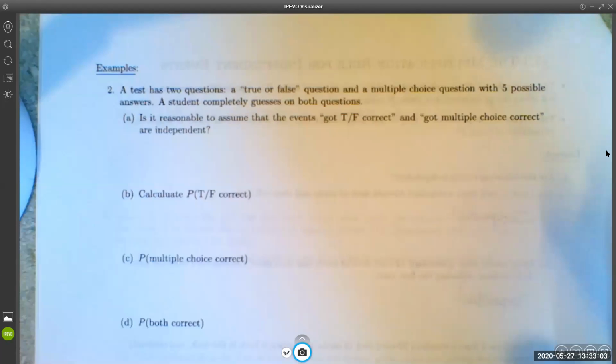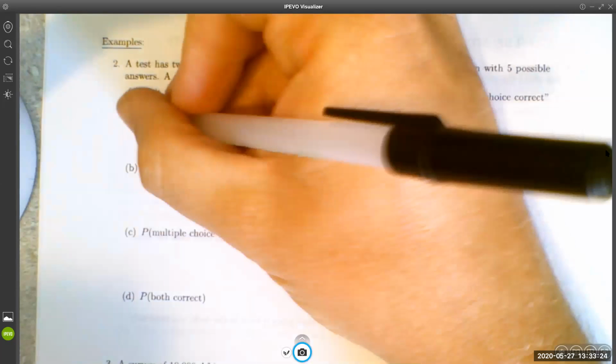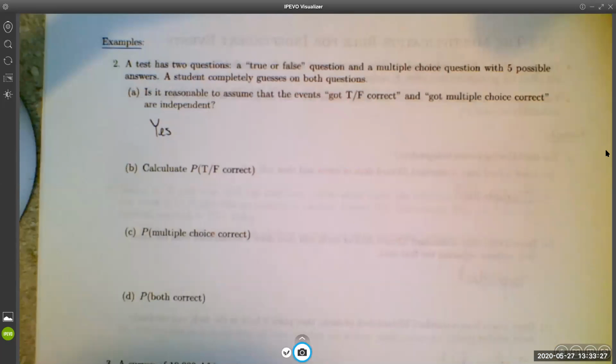Okay, but this example says a test has two questions, a true or false question and a multiple choice question with 5 possible answers. The student completely guesses on both questions. Now, part A asks, is it reasonable to assume that the events got the true or false correct and got the multiple choice correct are independent? And the answer is yes, right? This student is completely guessing on both questions. So it's completely independent whether or not she gets the first one and the second one correct. So yeah, those are independent events.